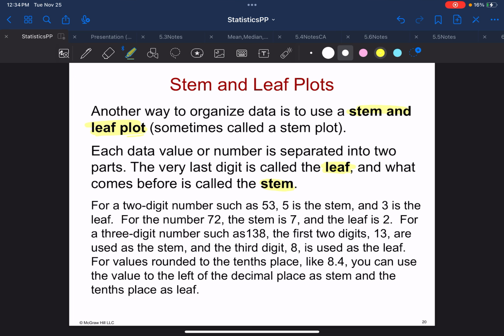So for example, a two-digit number such as 53, the 5 is called the stem and the 3 is the leaf. For 72, same thing. 7 is the stem and 2 is the leaf. When we have a three-digit number like 138, the last digit 8 is still the leaf, and the 13 before, the 13, is used as the stem. And then if you have decimals, then the last digit in the decimal will be the leaf and everything before will be the stem.